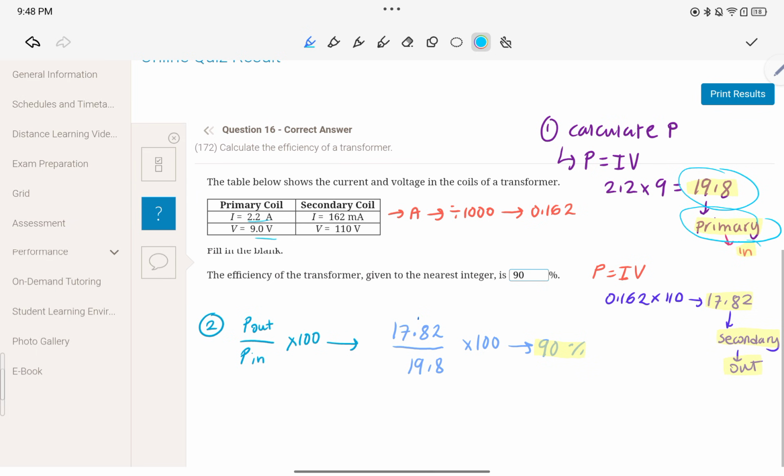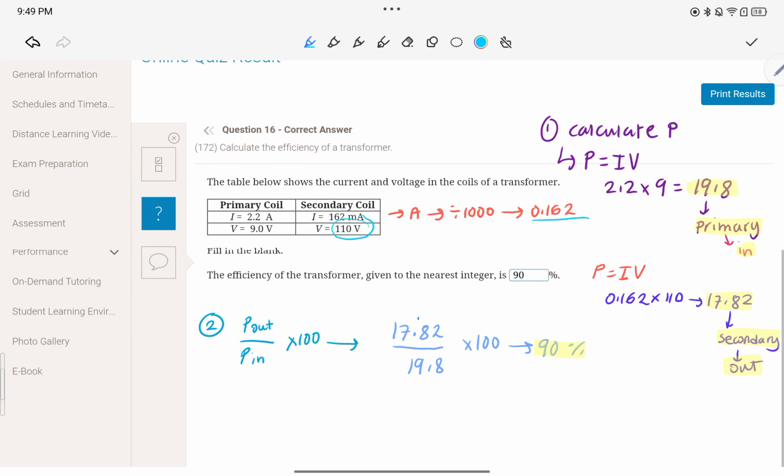This is the primary, which is the in. Now, for the output, the output was the secondary. They said, let's put it in mA, so you have to divide by 1,000. They just like to make our life harder for some reason. 0.162A. Okay, and then you multiply it by the volts, 110. Then you get 17.82, which is the secondary, which is the out.